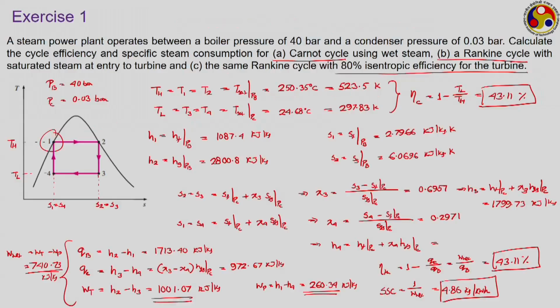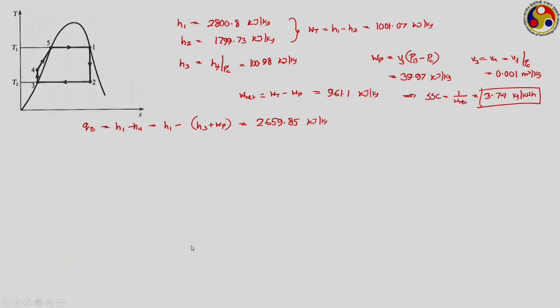Now, compare this one with the previous case. Here it was significantly lower. So, the net work output was lower, but the heat input requirement was also much lower, whereas here we are getting higher work output, but at the cost of increased heat load. So, the thermal efficiency in this case will be equal to W net divided by QB, and if you put the numbers, it will be coming in the range of 36.13%.